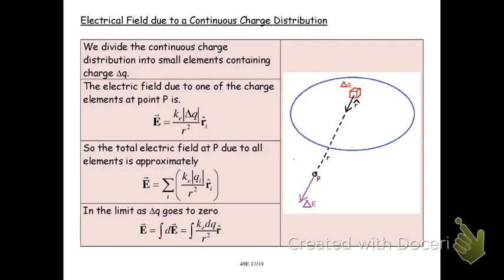Okay, superposition works. You've got 10 charges around a point, you'll have 10 electric fields around the point. You add them together. Let's say there's 1,000,000 charges around a point. Then you have 1,000,000 electric field vectors to add together. And it gets a little bit annoying.